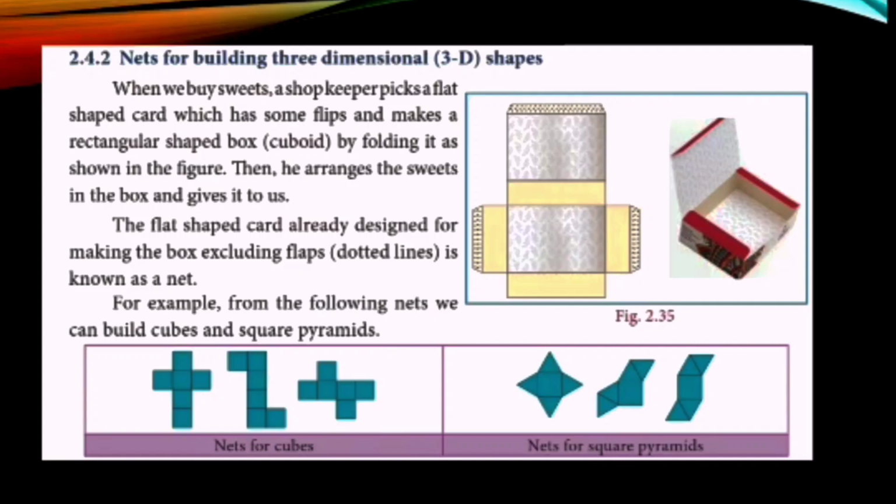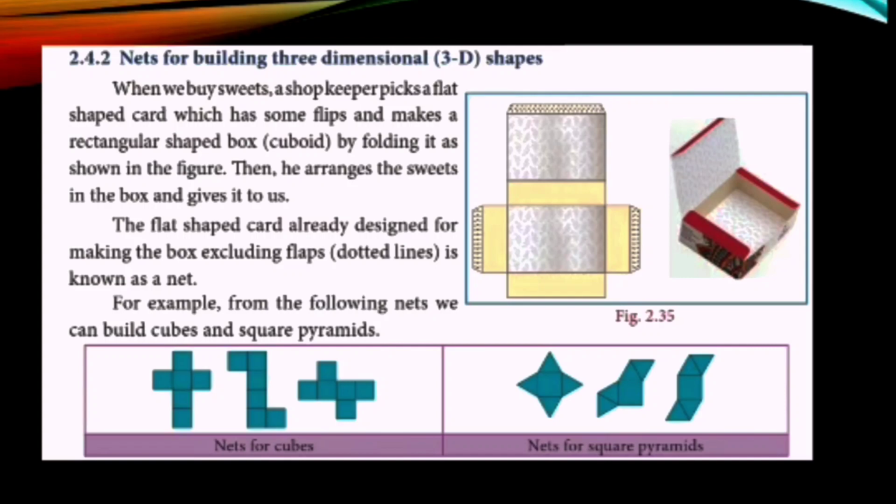See, I think you might have gone to a bakery, and in the bakery they will be packing cakes and sweets in one box. They will be taking one flat sheet, and in picture 2.35 they have given one picture. Likewise it will be there in the beginning, and they will fold the edges and form one box like structure, fill the sweets and cakes in that box and pack it tightly, and they will give it to you, right? So the flat shaped card already designed for making the box excluding flaps is known as a net.